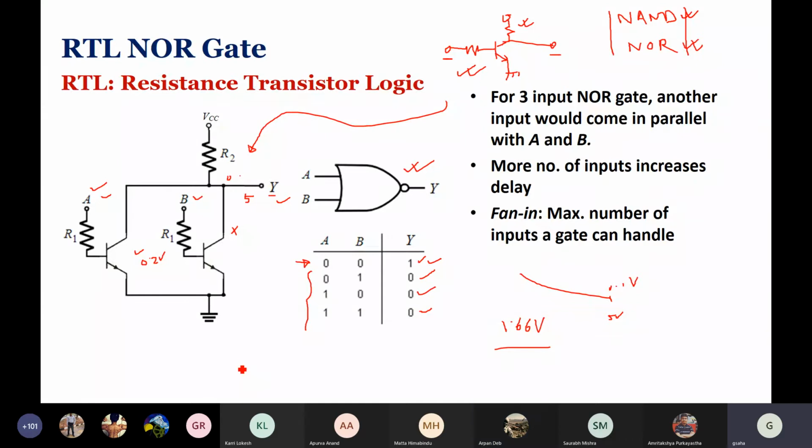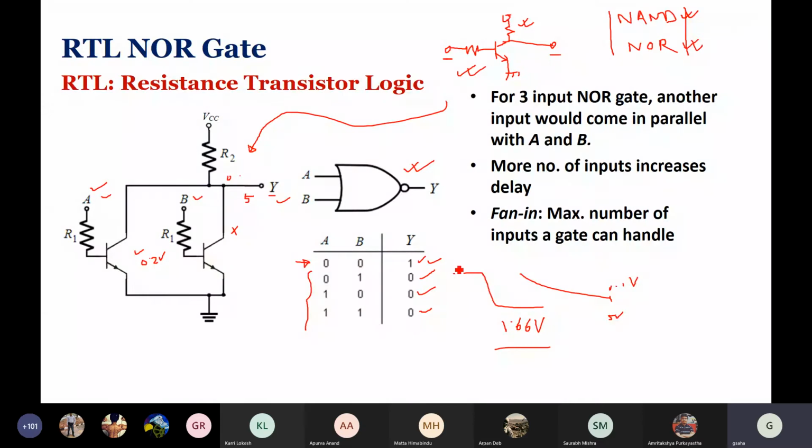Earlier means? When A and B are both in the high state, Y will reach, like if we use a single transistor, we've seen that at 1.66 volt the output, the transistor goes to saturation. When both are high, two currents will flow due to the two transistors, so it will go to saturation before 1.66 volt, at a voltage less than 1.66 volt. So you are talking about the input-output curve.